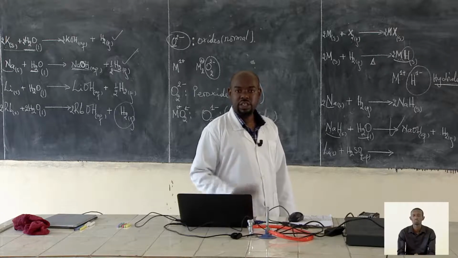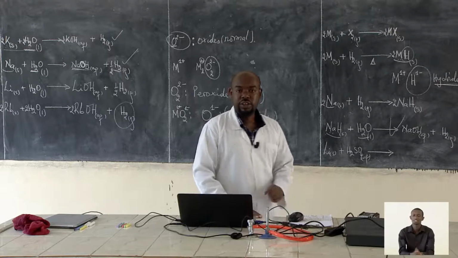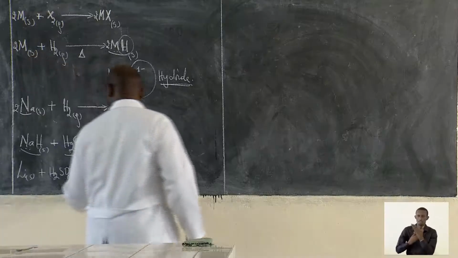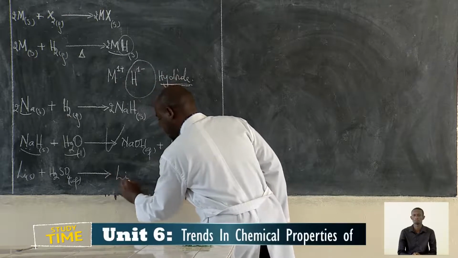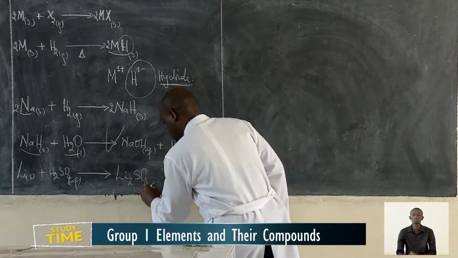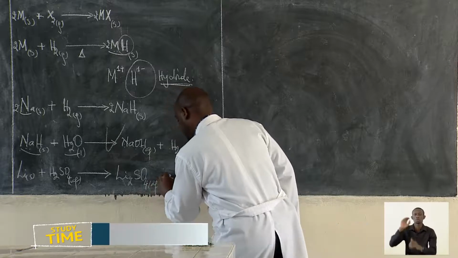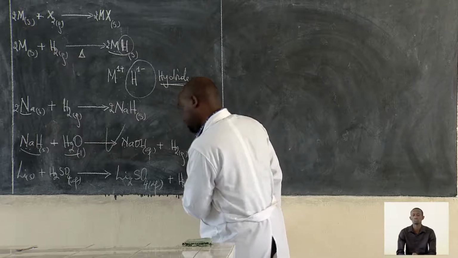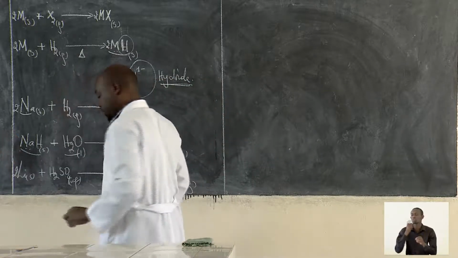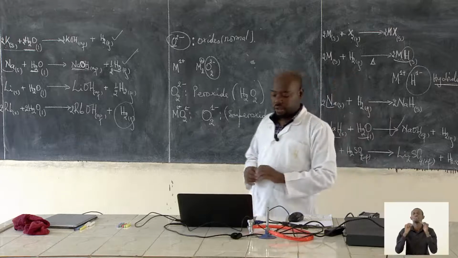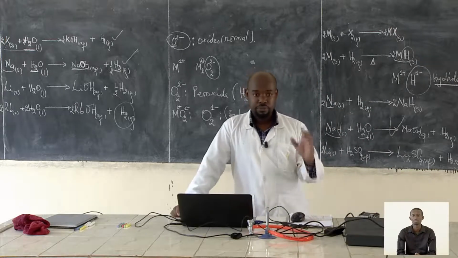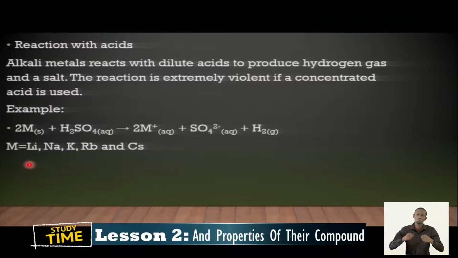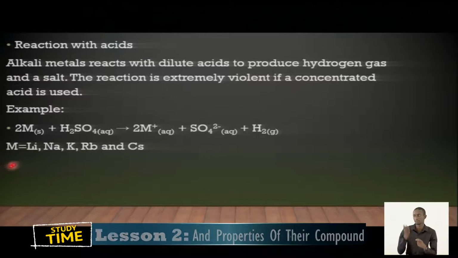Some seconds. It's very simple. Good. So we have lithium reacting. We produce lithium sulfate, Li2SO4, in aqueous state, plus hydrogen gas. Is our equation balanced? No, we need 2 here. And it's balanced. So these are some of the reactions. We cannot exhaust all of the reactions, but these are the common reactions.